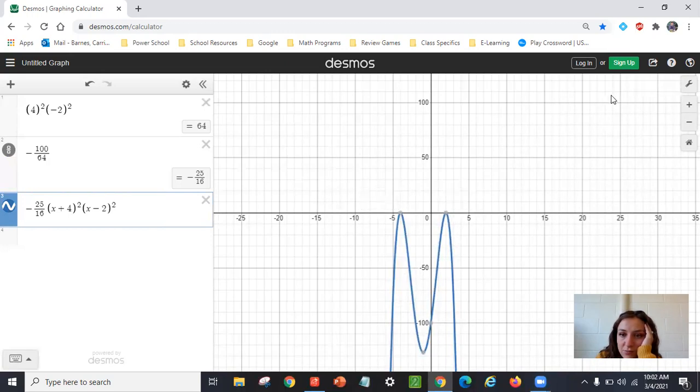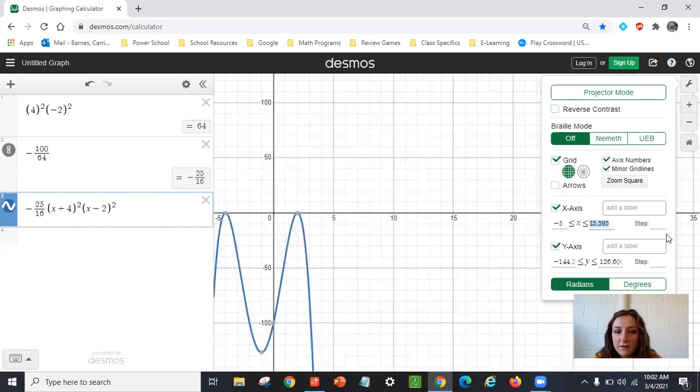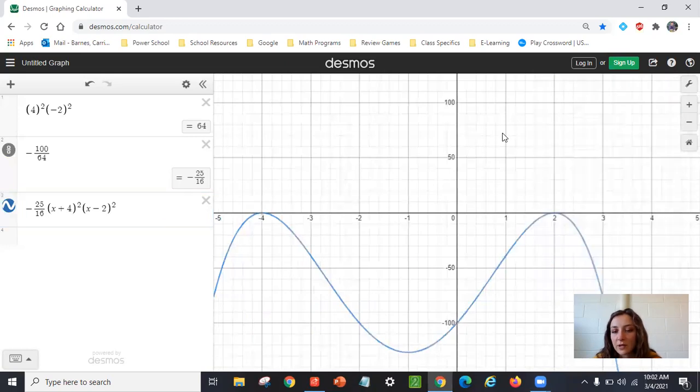And if we did fix this window, if I went instead from negative 5 to positive 5, this now looks more like the graph that we had on our paper, going through negative 100, going through 2, and going through negative 4.